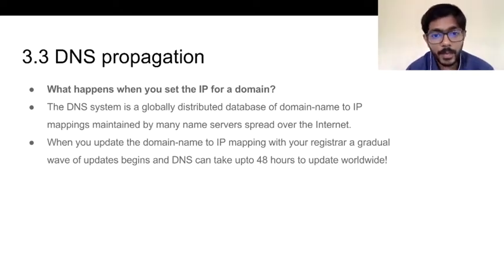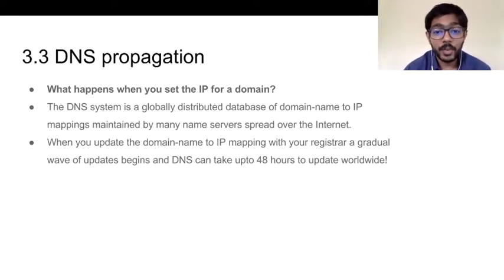Once you do link the domain name to an IP, DNS has to update throughout the world. So let's try to understand what happens when you set the IP for a domain. The DNS system is actually a set of globally distributed databases that contain the domain name to IP mappings. And this is maintained by many name servers spread out over the internet. When you update the domain name to IP mapping with your registrar, a gradual wave of updates begins, and DNS updates are propagated throughout the world.